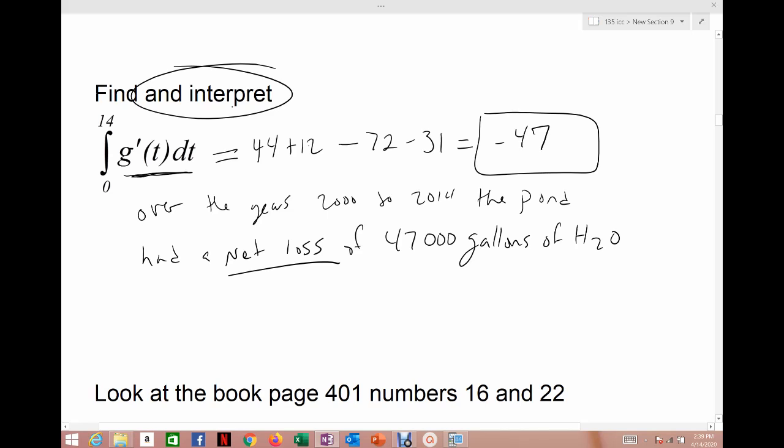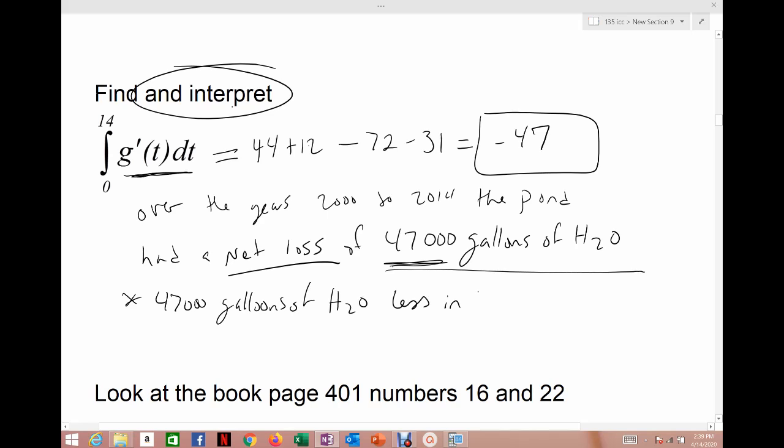But it didn't lose it at a steady rate, right? Some of the years there was losses, some of the years there was gains. Overall, the gains and the losses, there was more loss than there was gains. And we know exactly how much more. There was exactly 47,000 gallons more lost over those 14 years than there was a gain, right? Another way to put it would be there is 47,000 gallons of water less in 2014 than in 2000. Right? That's what this net change means.